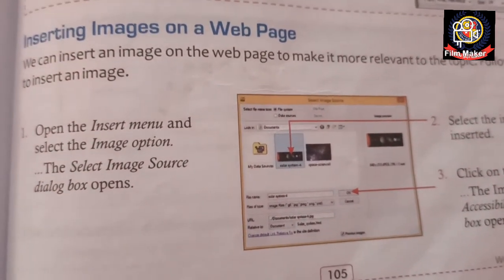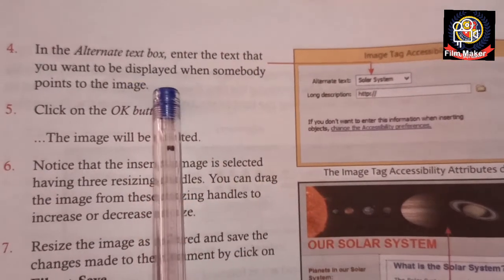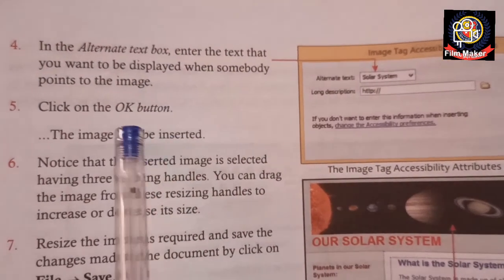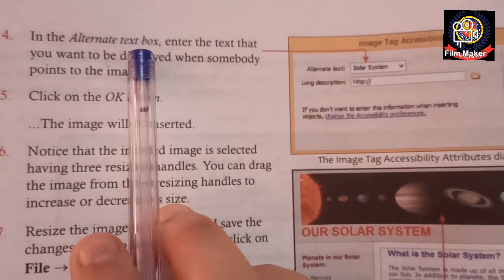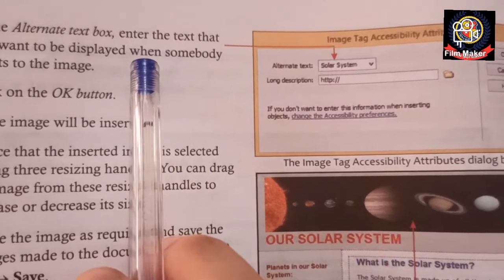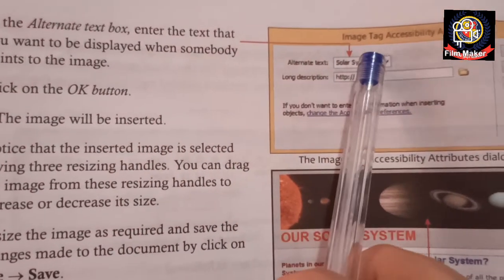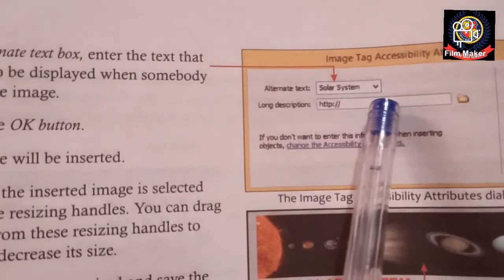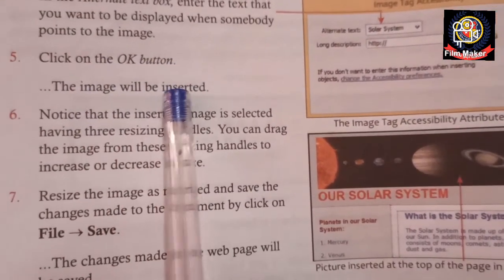Okay children, then in the alternate text box, enter the text that you want to display when somebody points to the image. Click on the OK button. Suppose related to that image, if you want to give any text, you can give the text here also. If the user is pointing to that image, the text related to that image will appear, that is, here we have written the solar system. Then click on the image OK button, and the image will be inserted.